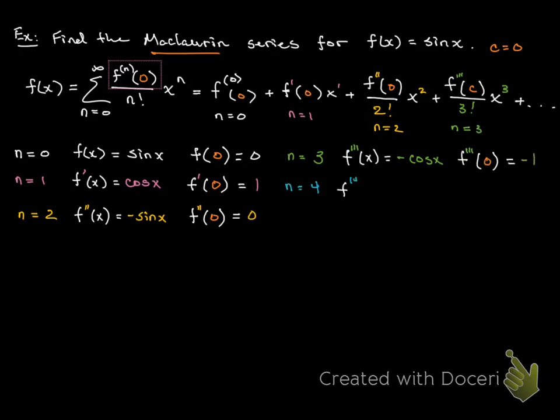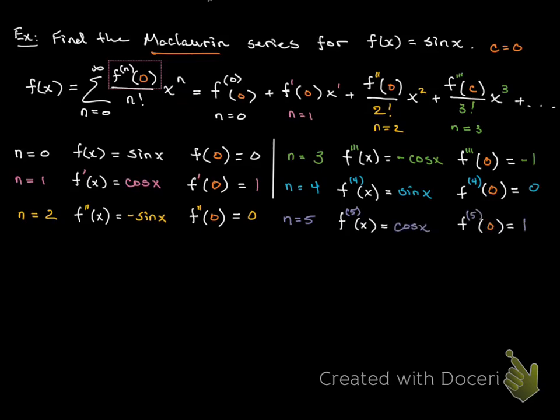Keep going. When n is 4, I'm just going to keep doing these until I kind of come full circle. And here I found it. I'm back to sine of x with a fourth derivative. Derivative of minus cosine is positive sine. And when I evaluate that at 0, I get 0. So I'm back to where I started. Let's just do one more for the sake of it. The fifth derivative. Derivative of sine again is cosine. And cosine evaluated at 0 is 1.